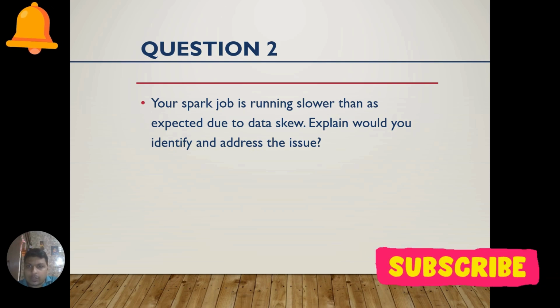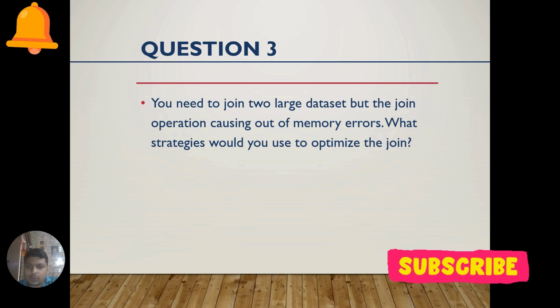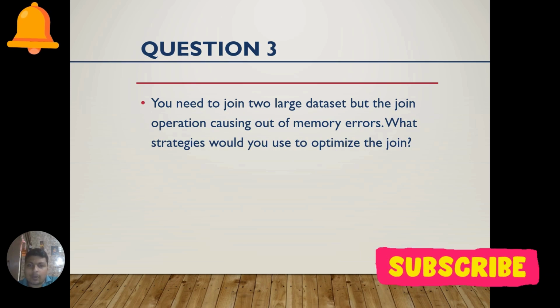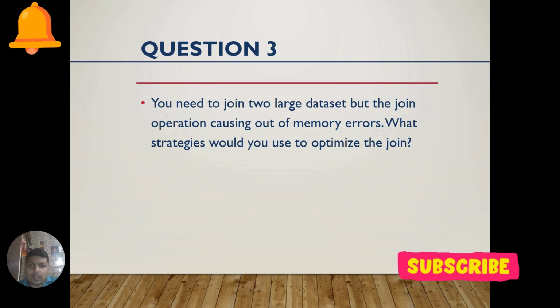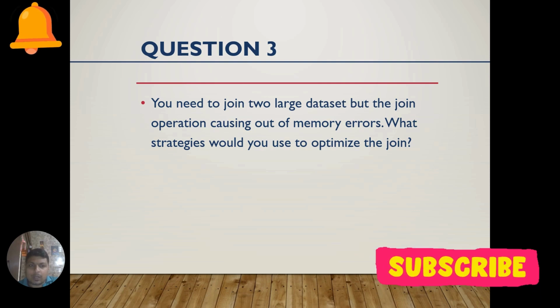Now moving to the third question. Suppose you have two data frames that contain a huge amount of data, and you need to join these two large data sets, but the join operation is causing an out of memory error. Then what strategy would you use to optimize the join? How will you make the join and get the result? This is the third question.